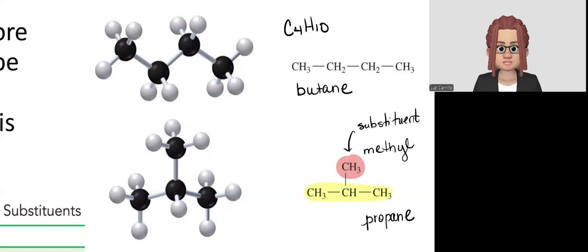So when we are trying to name this alkane, what we need to do next is number my longest carbon chain, the one that I highlighted in yellow, specifically from the end that it is closest to the substituent. In this particular molecule, it doesn't matter if I go 1, 2, 3 or 1, 2, 3. This CH3, in other words, the methyl group is still on carbon 2.